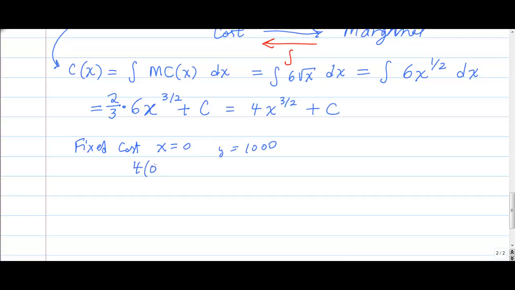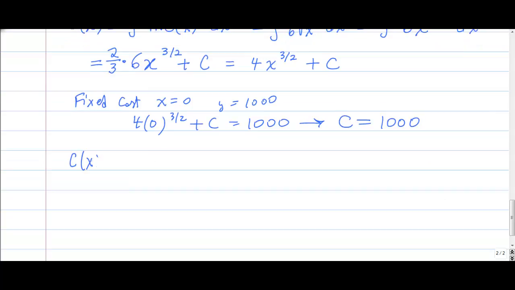So that means 4 times 0 to the 3/2 plus c equals 1,000. That means c is equal to 1,000. So my cost function, capital C of x, is 4x to the 3/2 plus 1,000. Okay, remember again, that's what fixed cost is. The cost when you're not producing anything. It's like your overhead cost. And then I can rewrite this as 4 square root of x to the third plus 1,000. Alright, so that is the example in the book.